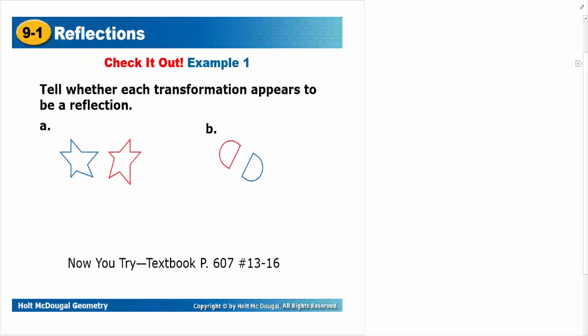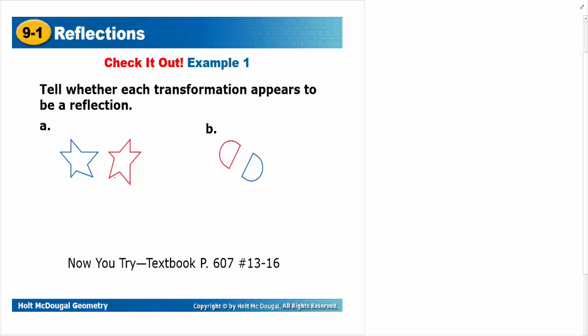Okay, moving on. All right, so same thing. This is really the same basic premise. So this is something you can try on your own here before we go over it, if you needed help on that last one. But again, we just want to be able to tell whether each transformation appears to be a reflection. We're not proving that it is, but if it looks like a reflection, we can kind of go with that.